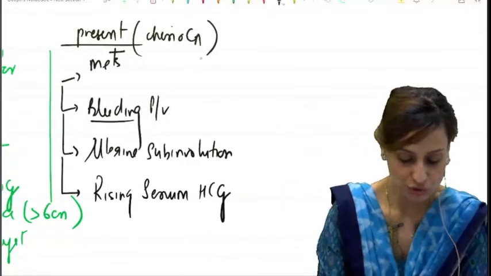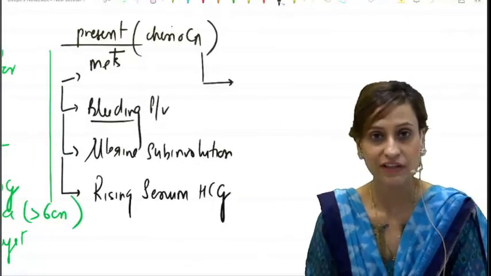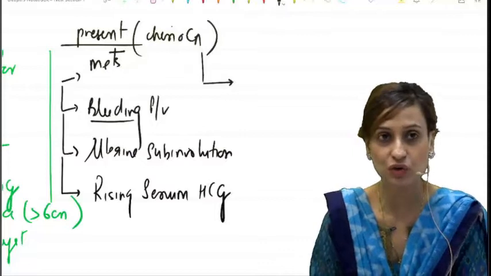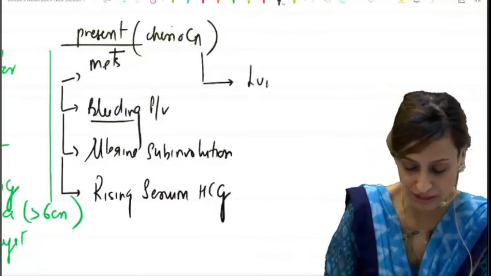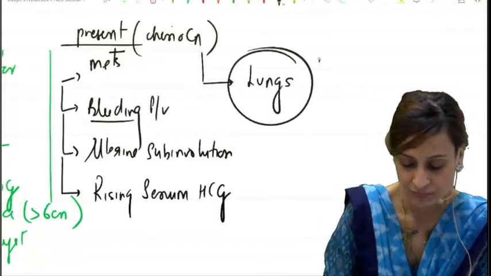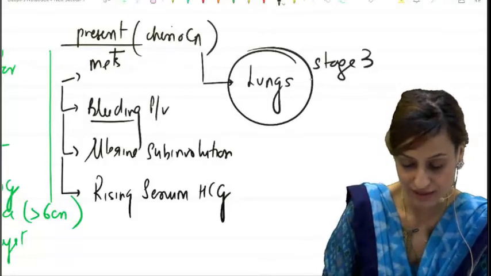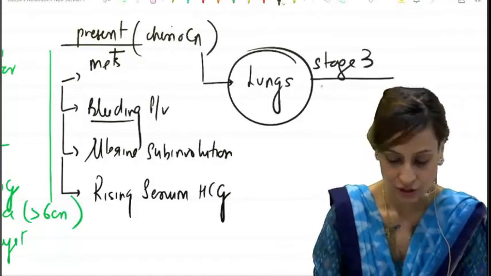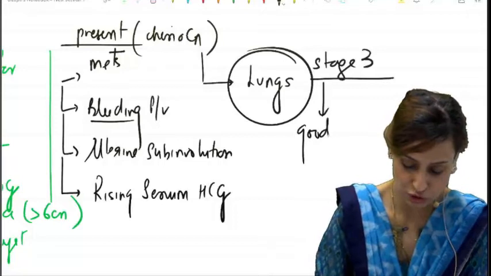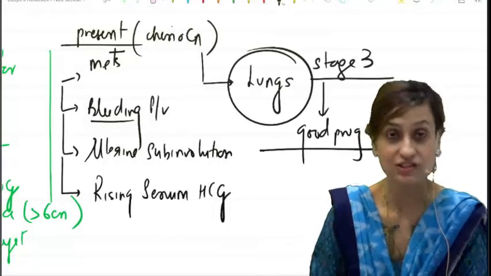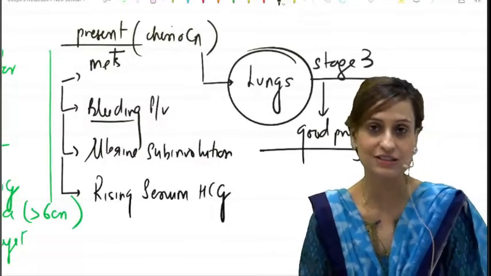Remember, choriocarcinoma is a very, very chemosensitive tumor. So even if it has shown a metastasis like to the lungs, which is characterized as stage 3 GTN, she still has good prognosis, right? So despite the fact that it's stage 3, it is still good prognosis.